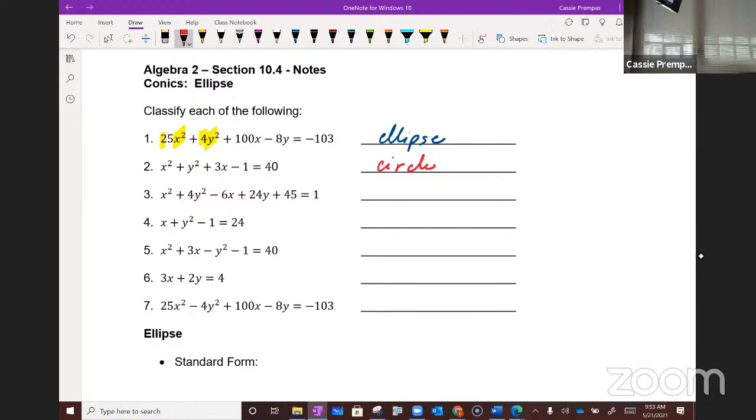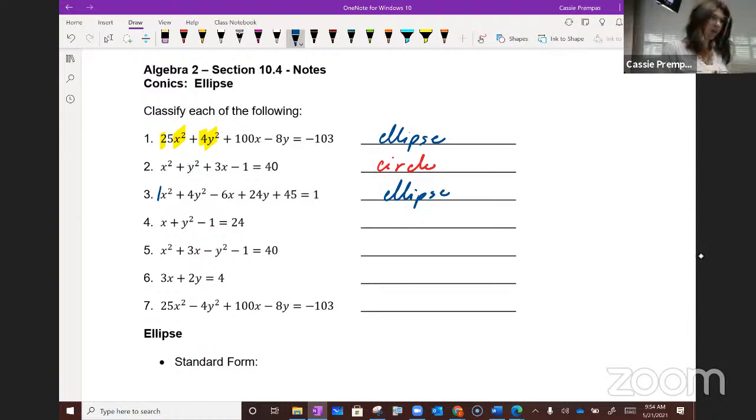Perfect. All right, how about number 3? Cynthia? Ellipse. You're correct. How did you know it was an ellipse? Because it has 2 as the exponent. Nice. Different coefficients on positive x squared and y squared.